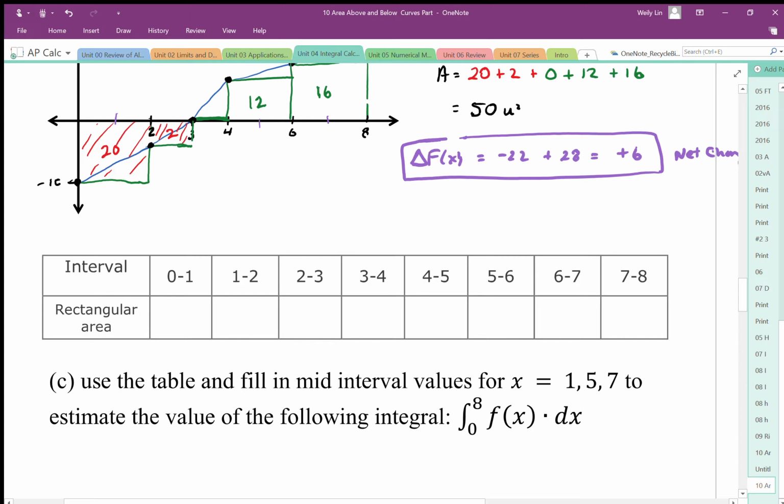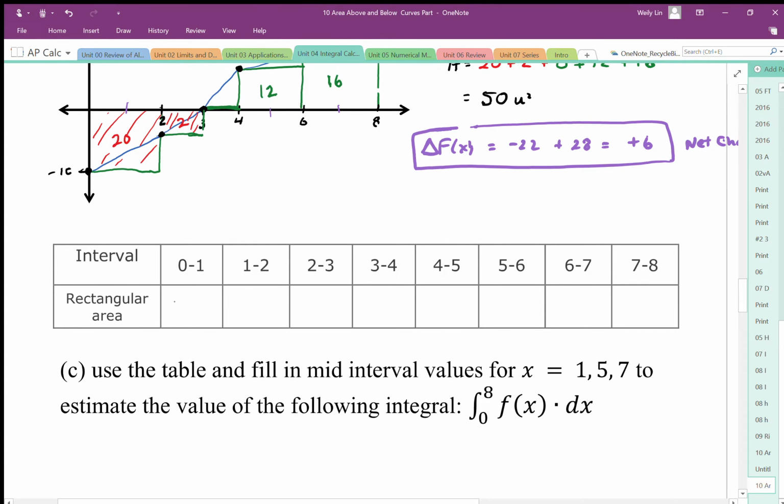Since the width of the rectangles is going to be 1, we can just take the height as a rectangular area. And since we are going to find the integral of this, we want to find the displacement. So I'm going to write this in here. The height is going to be -10, so the displacement from 0 to 1 is going to be -10. Now we don't have a left edge for x equals 1, so we're going to leave that blank. At x equals 2, the height's going to be -2. The interval width is 1, so I'm going to have a rectangular area of -2, or displacement of -2.